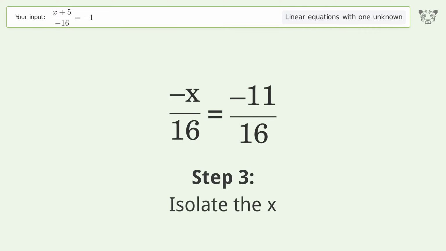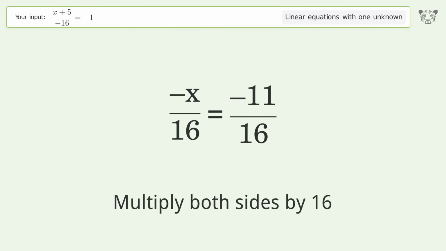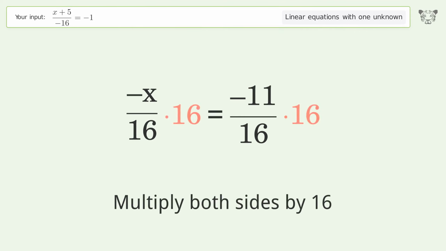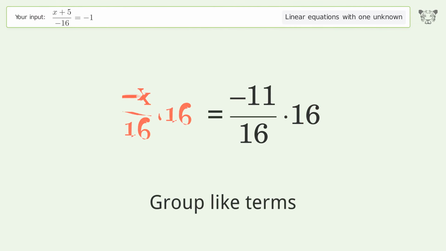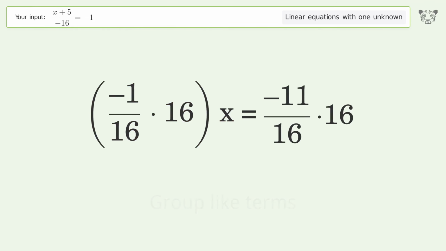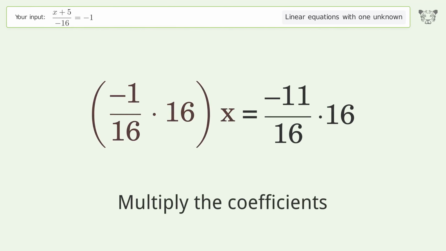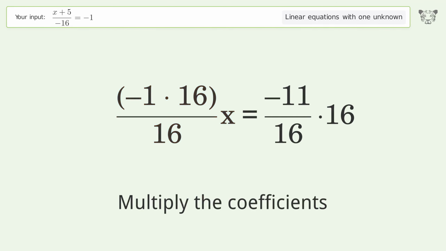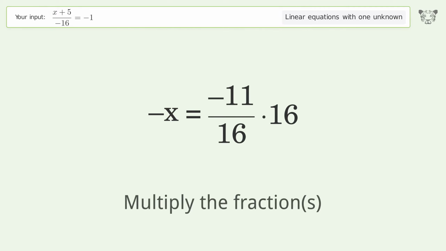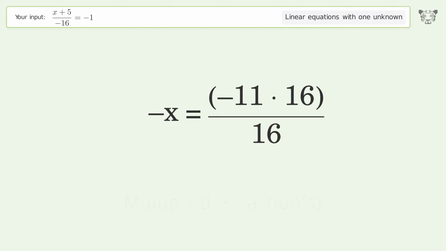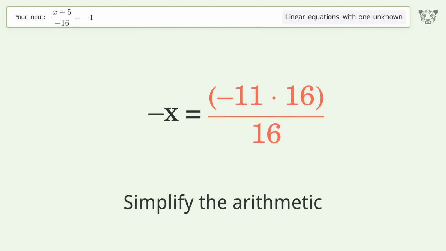Isolate the x. Multiply both sides by 16. Group like terms. Multiply the coefficients. Simplify the arithmetic. Multiply the fractions. Simplify the arithmetic.